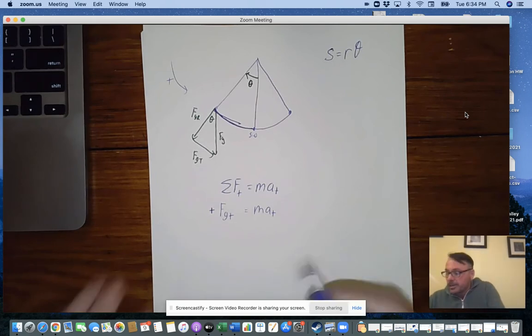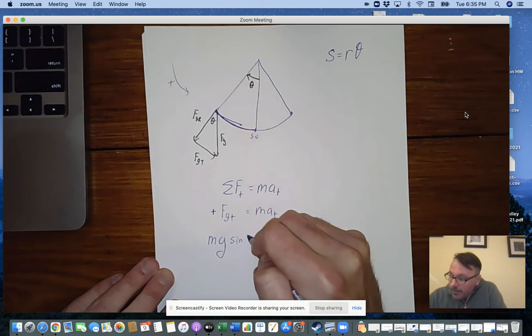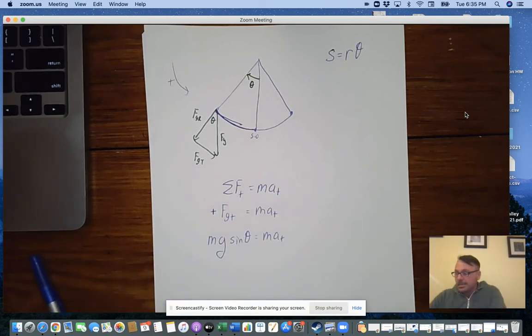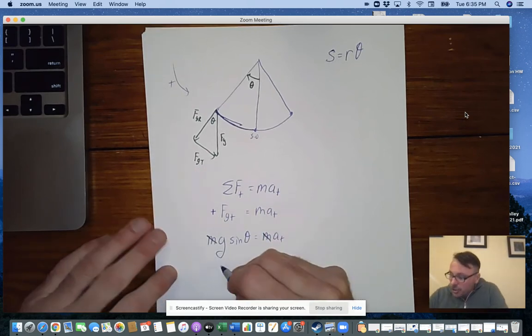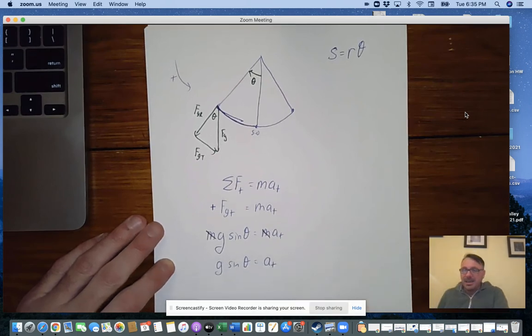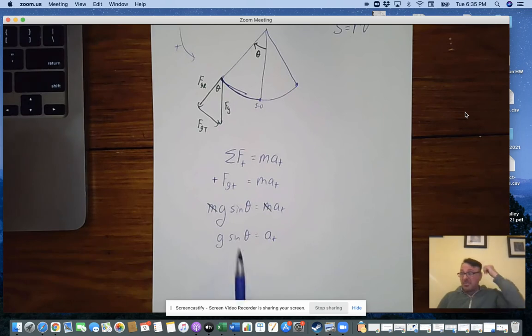So what am I going to do here? I'm going to do negative mg sine of theta is equal to m a_t. So nice and easy there, the m's cancel. So I've got g sine theta equals a_t. And geez, what do I do with that thing? Because I've got theta and a_t.